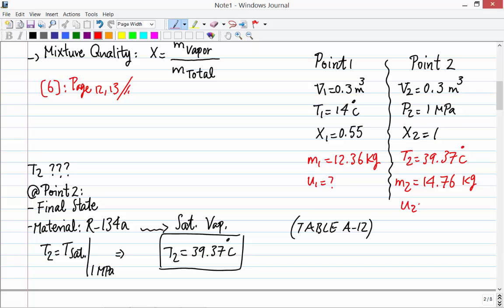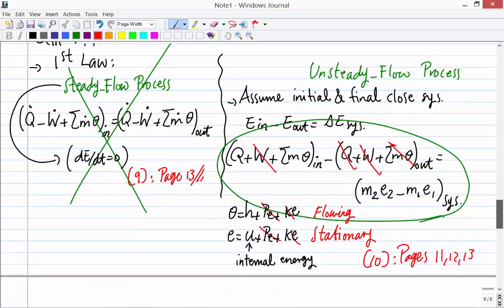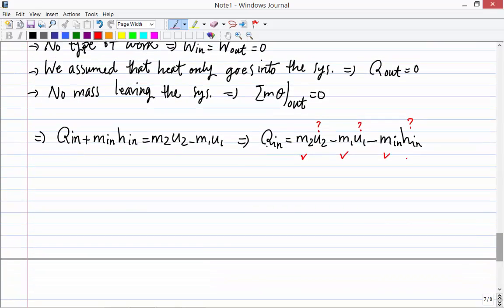U2, I don't know. And also, I do not know the enthalpy of the supply line, which is called h_in. I don't know how much it is, but I know the specific conditions of the refrigerant at that point. So let's find these u's and the h one by one.